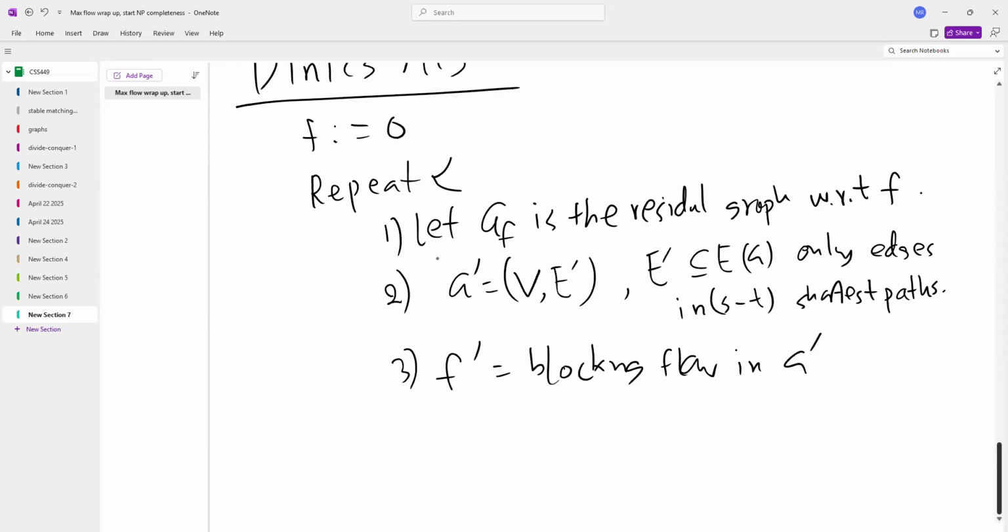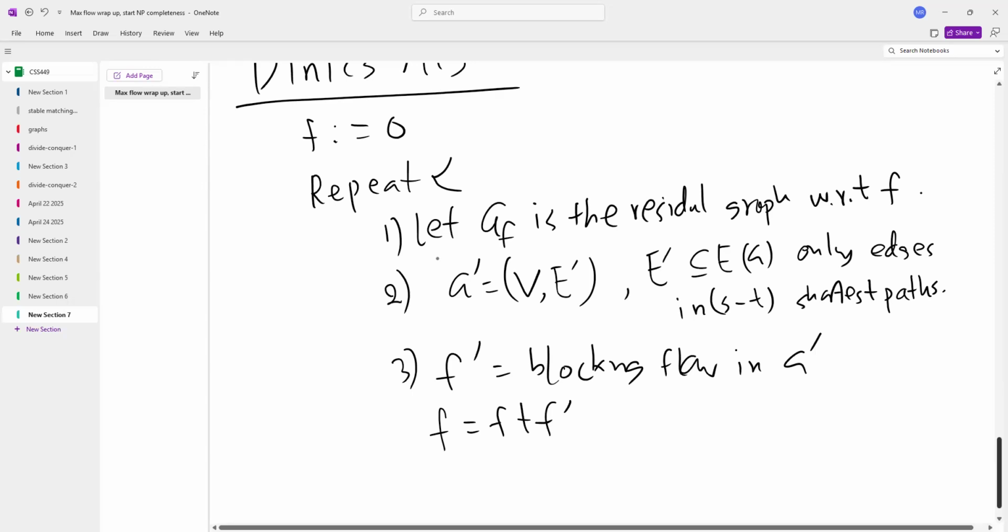Okay. And then we do f equal to f plus f prime. Here this is basically an edge-wise addition, and this f prime gets added to only edges that are included in the blocking flow, which is a number of different paths, but there are other parts that are not used here. Okay?